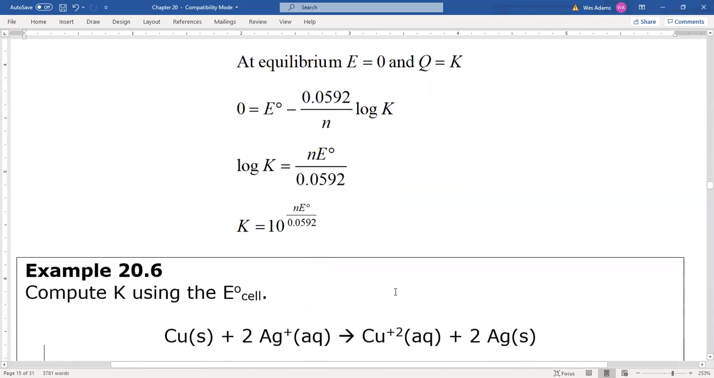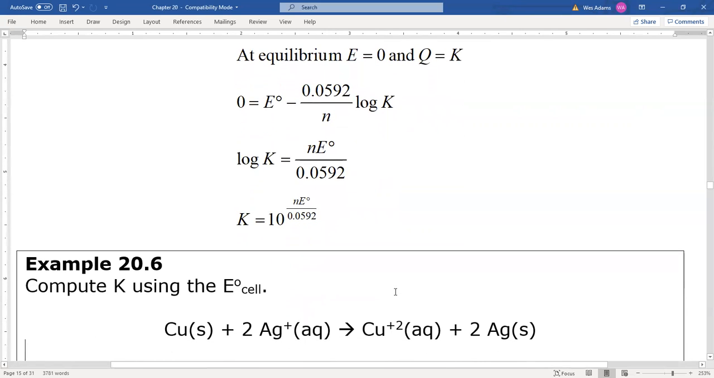So let's look at an example. Let's look at our copper silver redox again. We calculated this cell potential before, so we'll just reuse it for the sake of not prolonging the video. Remember, N was 2 for this particular reaction because we have the copper redox being 2, silver redox being 1, so we multiplied by 2 to get the 2 electrons. Past that, we'll use what we've already done.